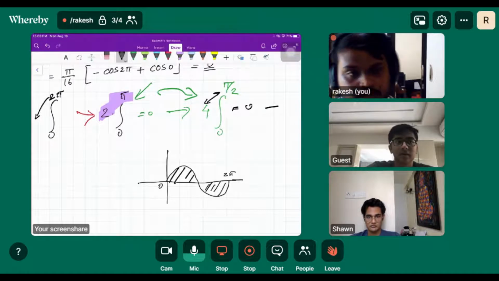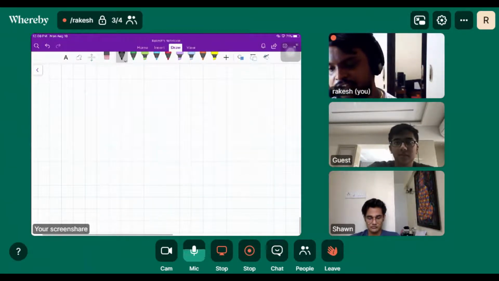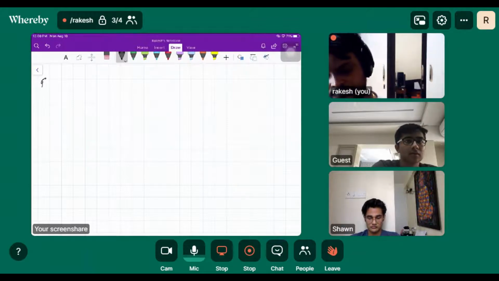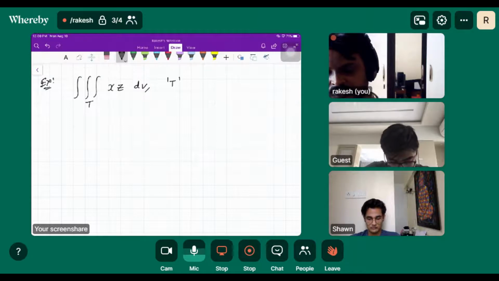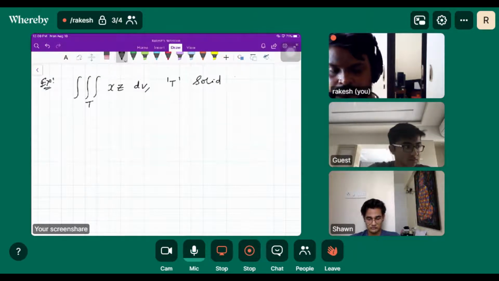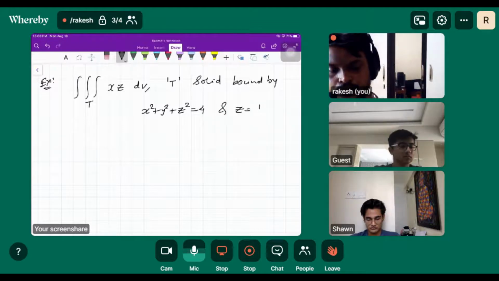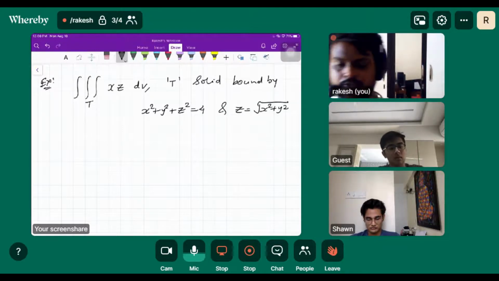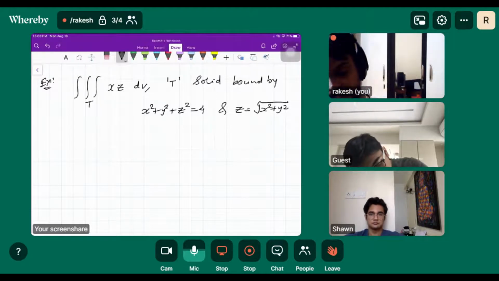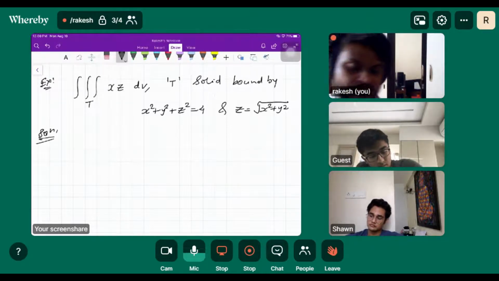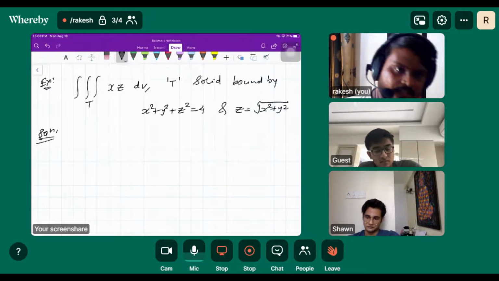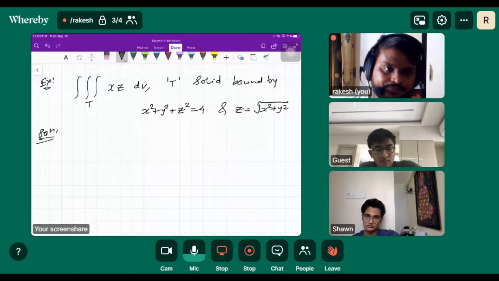Got that. Okay. So now let me put up the next question. The triple integration of t x z dv, where the region t is the solid bound by x square plus y square plus z square is equal to 4, and z is equal to root x square plus y square. Now here comes where we can see the shape of an ice cream if you consider these two equations together.